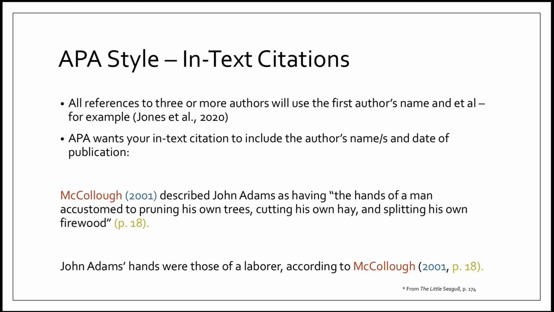Okay, so now what we're going to see is the same information, but we're going to paraphrase it, and we're not going to have that direct quote. So you see, this is a pretty good paraphrase. It says, John Adams' hands were those of a laborer, according to McCullough. You're going to see that still in red. And then immediately after the author's name, the source's name, we're going to have the year and the page number here. So again, in APA, you must have the year of publication immediately after the author's name.